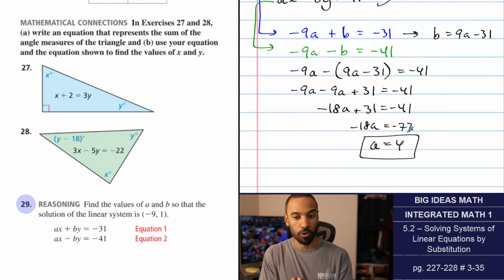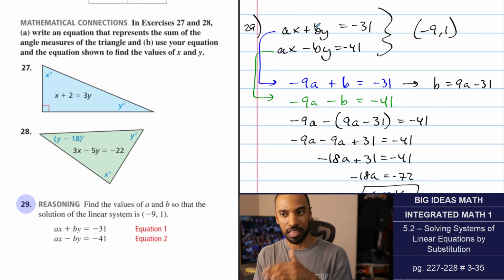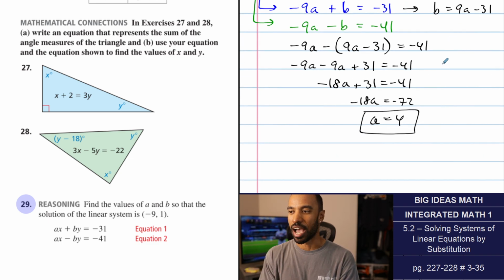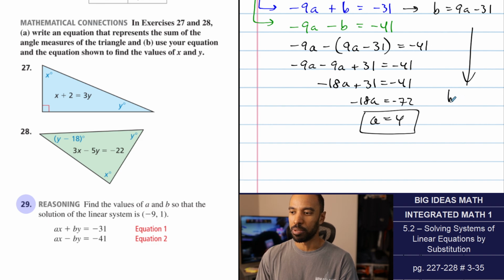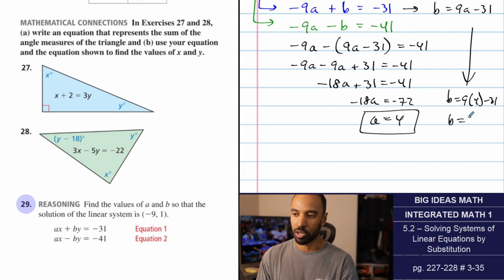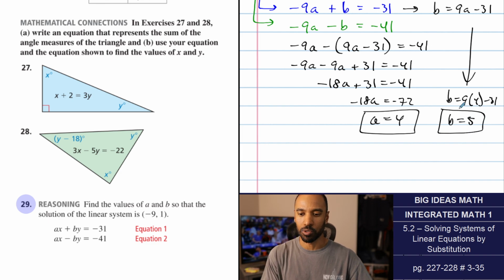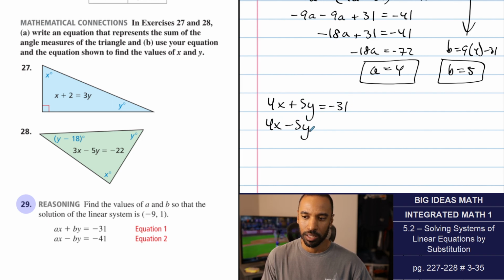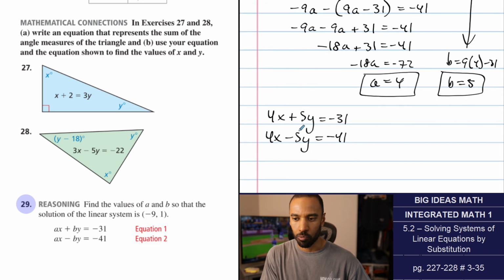And remember, this is not an ordered pair either. We're finding the a and b that would make this what it's supposed to be. I'll rewrite the equation as it is. But b is 9a minus 31. So b is 9 times 4 minus 31. 36 minus 31 is 5. So a is 4, b equals 5. That means the equations would have looked like 4x plus 5y equals negative 31 and 4x minus 5y equals negative 41. Apparently, negative 9 and 1 are the solutions to that set there. But these are the answers.